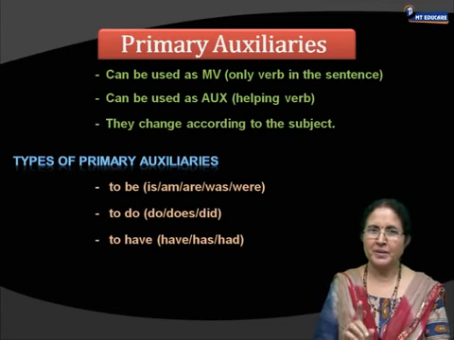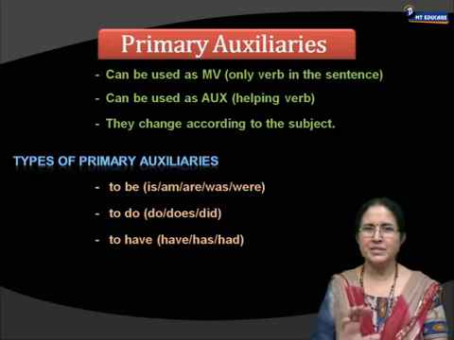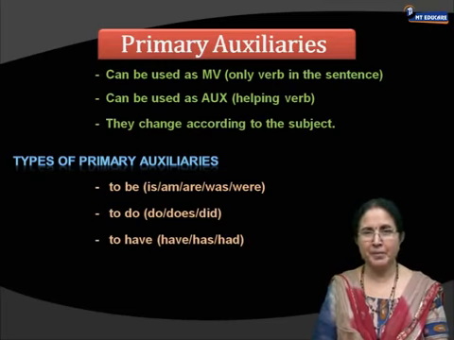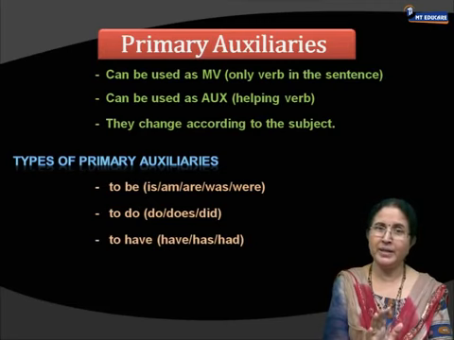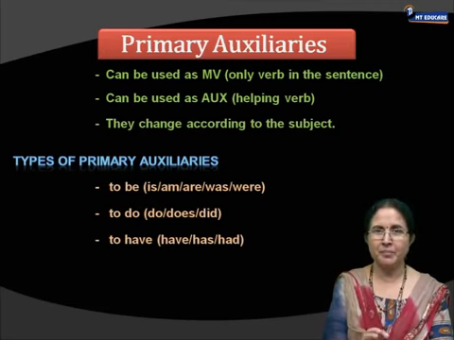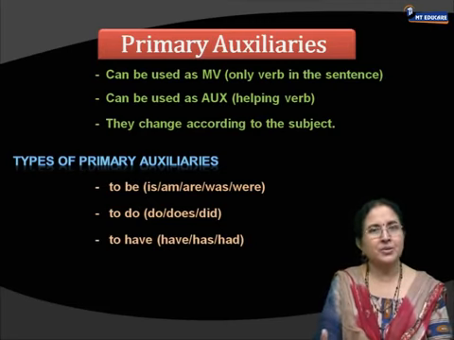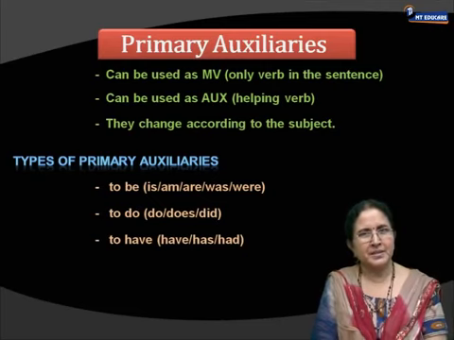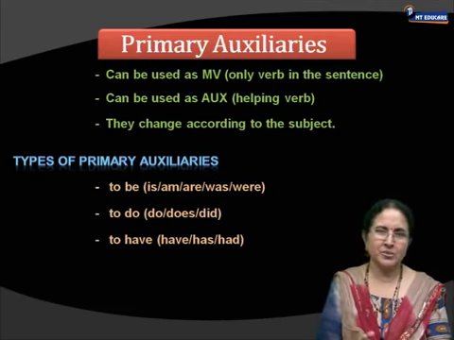To do, the auxiliaries are do, does, did. And to have, has, had. So these primary auxiliaries, please remember, can be used alone in a sentence as the main verb. They can be used also as auxiliary verbs in a sentence. And they change according to the people.